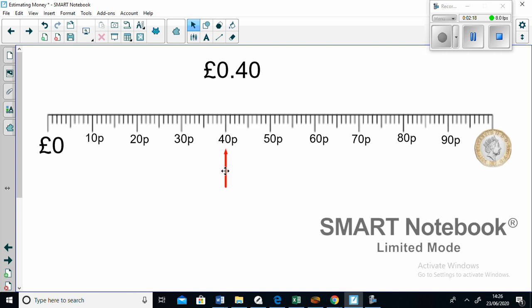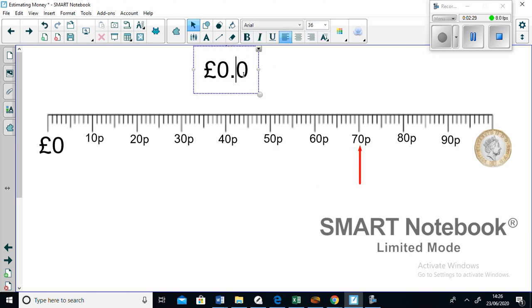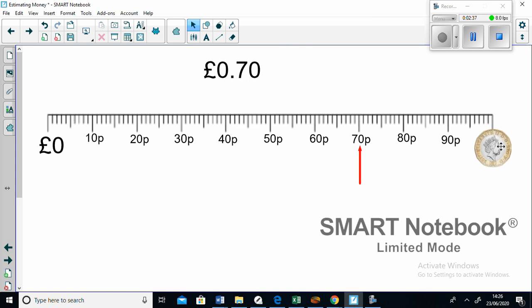Okay. If we took the arrow and put it to a value on this side of that halfway marker, 70 pence, for example, or 0.7 pounds, you can see that it's definitely much closer to this whole value. So you'd round this, not down, but you'd round it up to £1.